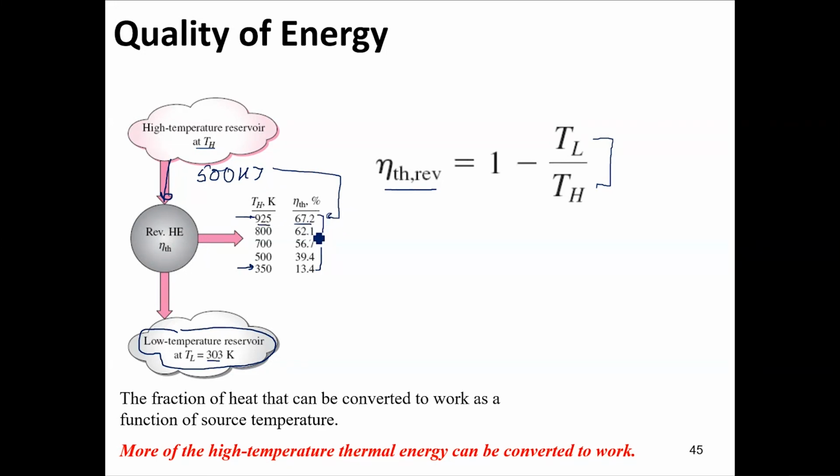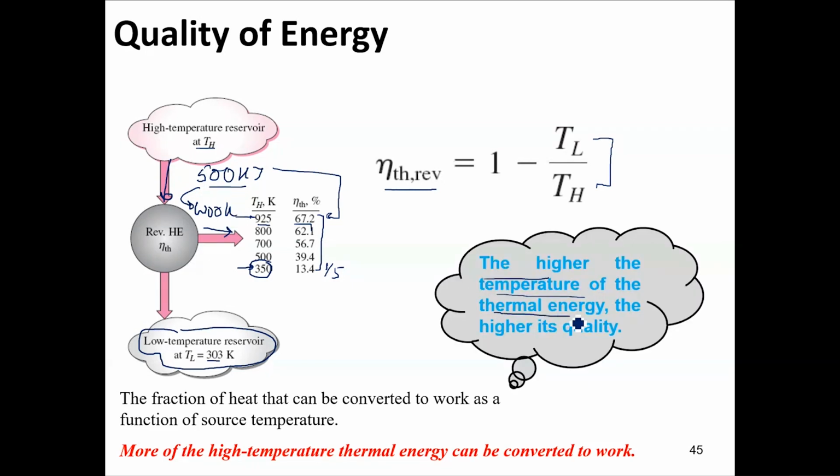more than 50% of this energy would be converted into work. But if the same energy is coming from a reservoir which is at 350 Kelvin, it would be less than one fifth of this energy that would be converted into work. The higher the temperature of the thermal energy, the higher is its quality. More of the work it can generate for you. Is this clear to you?